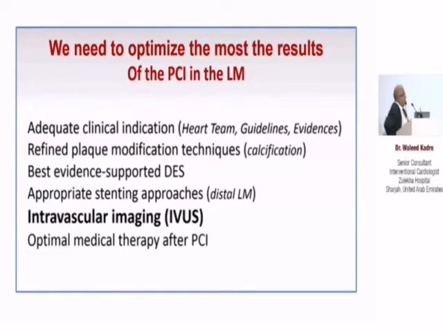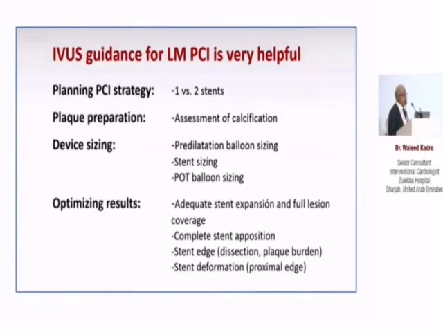They covered that: define the plaque modification technique, especially if there's a calcified lesion, whether we need to prepare with a rotablator or orbital atherectomy; assess the best evidence supporting drug-eluting stent; choose the appropriate stenting approach, whether to use one stent or two stents; and use optimization by intravascular imaging. And later, after we finish the intervention, we have to optimize the medical therapy.